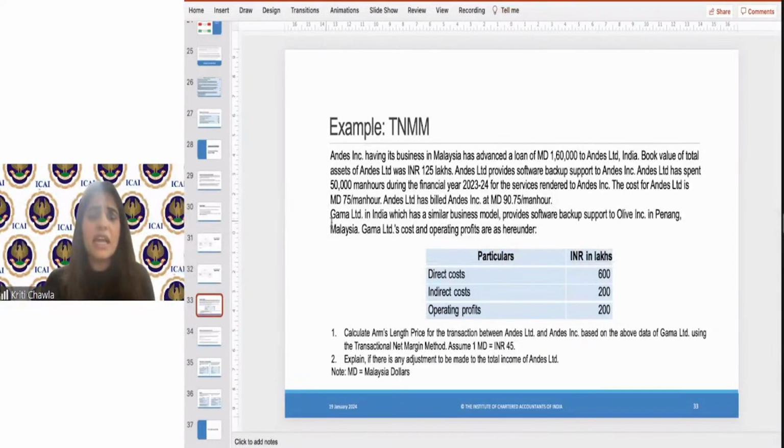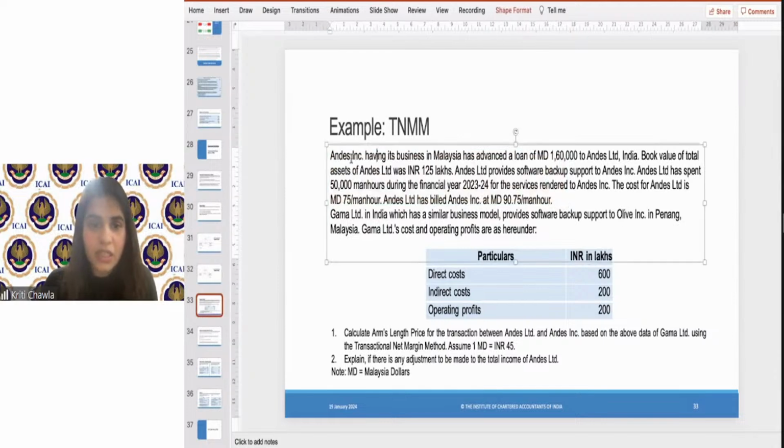Now they say that Gamma Limited in India, which has a similar business model, provides backup support services to Olive Inc. in Malaysia. That means we have a comparable company. So this one is our related party transaction, and this is our comparable company transaction.